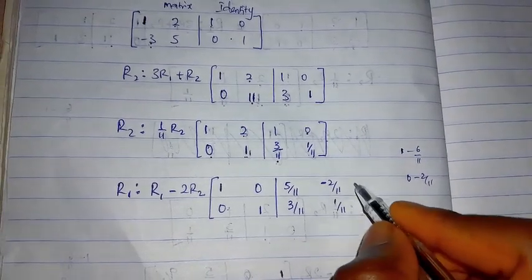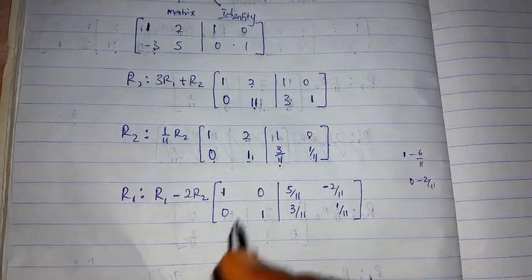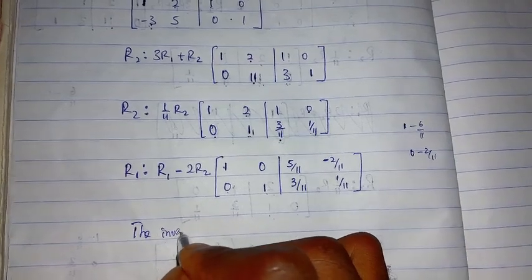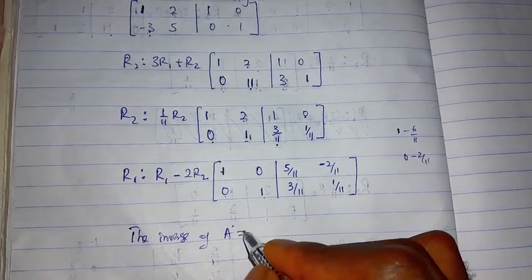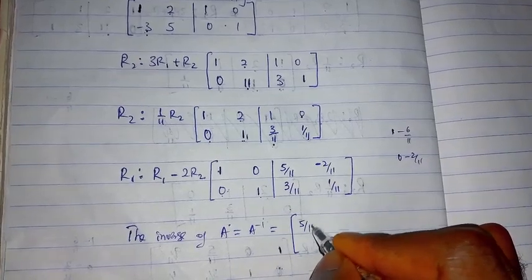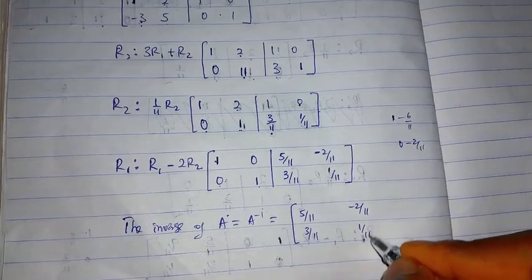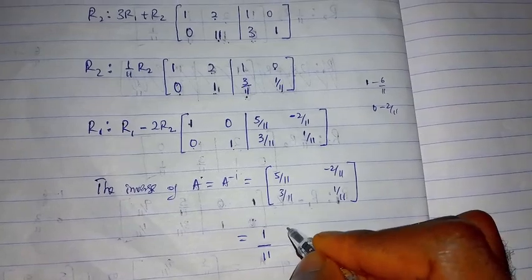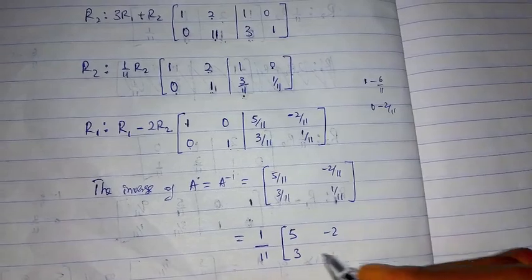The other row remains the same: 3 over 11 and 1 over 11. Now, since the left side is now 1, 0, 0, 1, it means my calculation becomes the inverse of matrix A. That is, A inverse is equal to 5 over 11, minus 2 over 11, 3 over 11, 1 over 11. Or it can also be written as 1 over 11 times 5, minus 2, 3, 1.